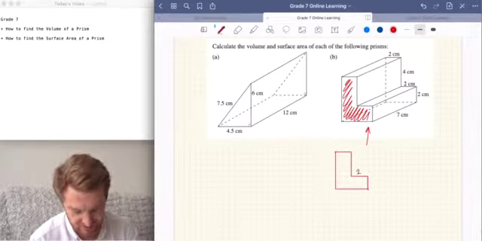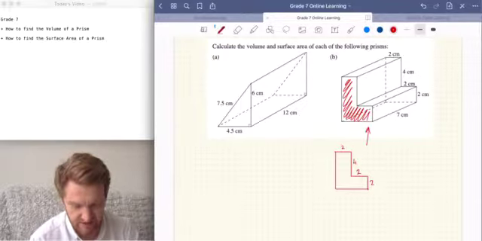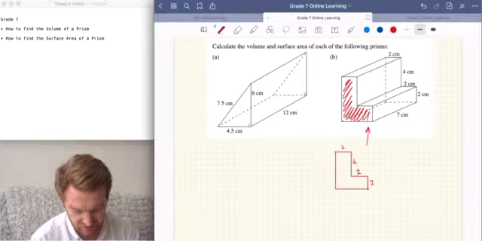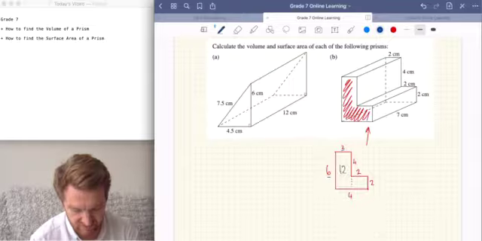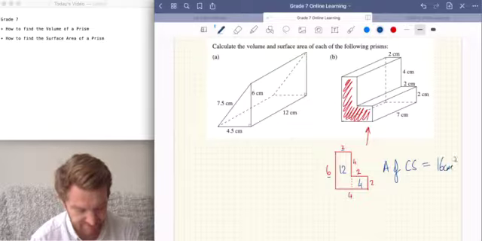We can see it's 2 by 2 here. This is 4, this is 2. And we don't know the whole base, but we know that it's 2 and 2. That must be 4. 2 and 4, that must be 6. Split it up into little parts. This one here is 6 and 2, which makes 12. 2 and 2 makes 4. So the area of the cross section is 16.